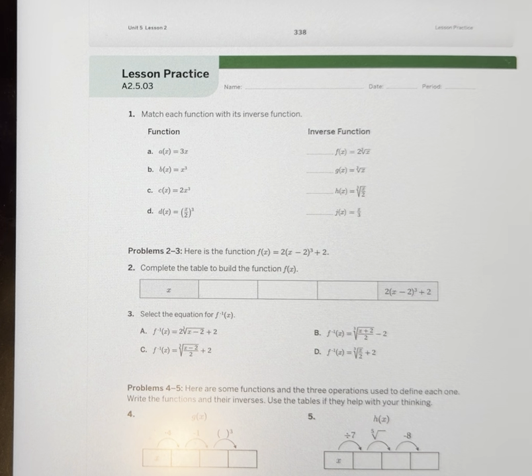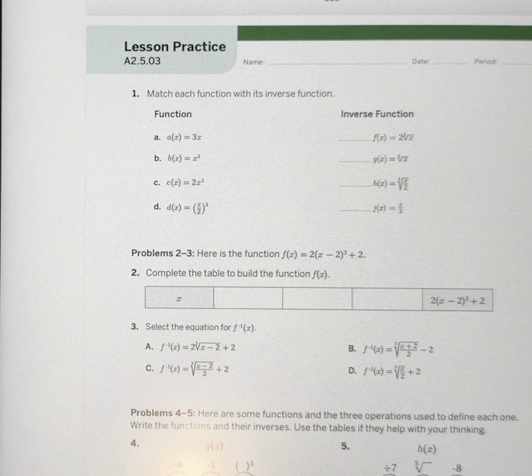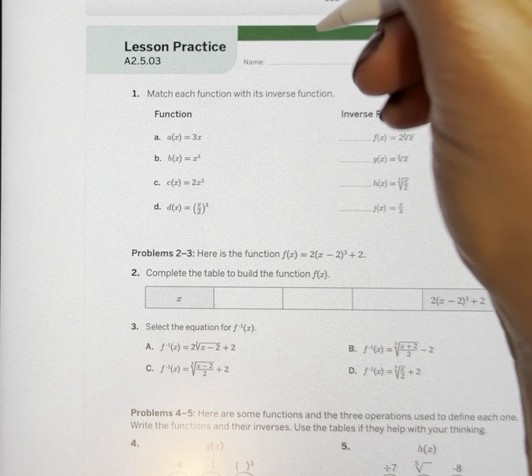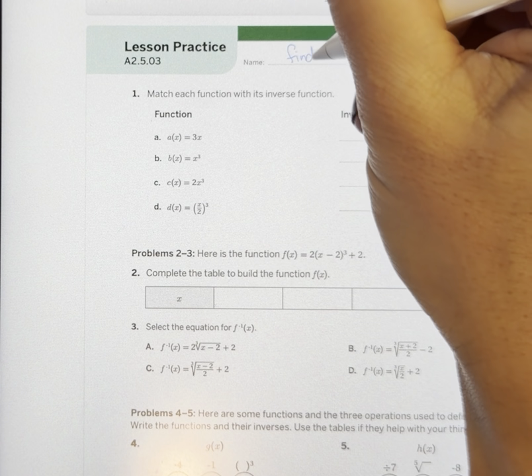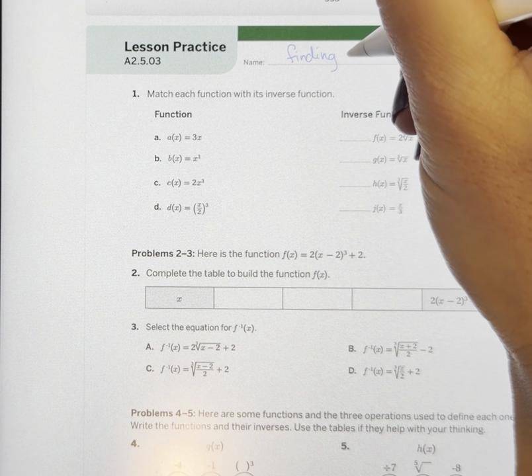All right, here we go. We have ourselves 5.3. This is a big one. This is finding inverses. All right. Love the way they teach this.